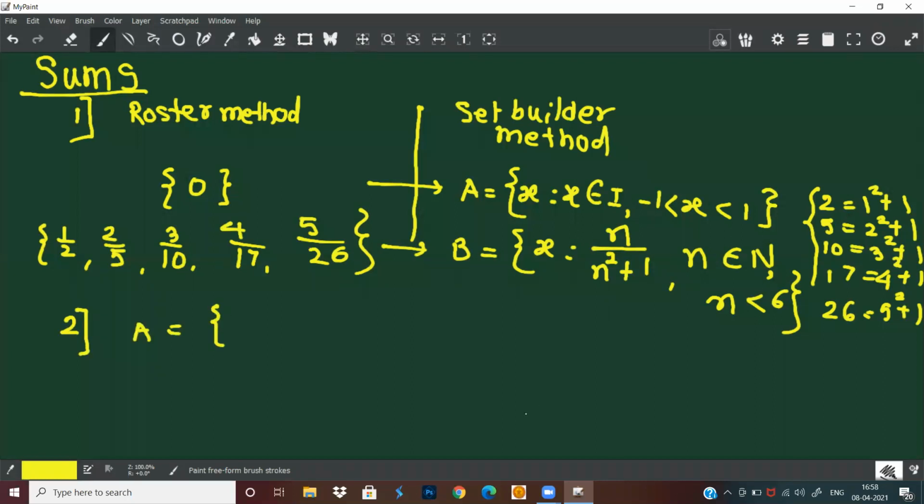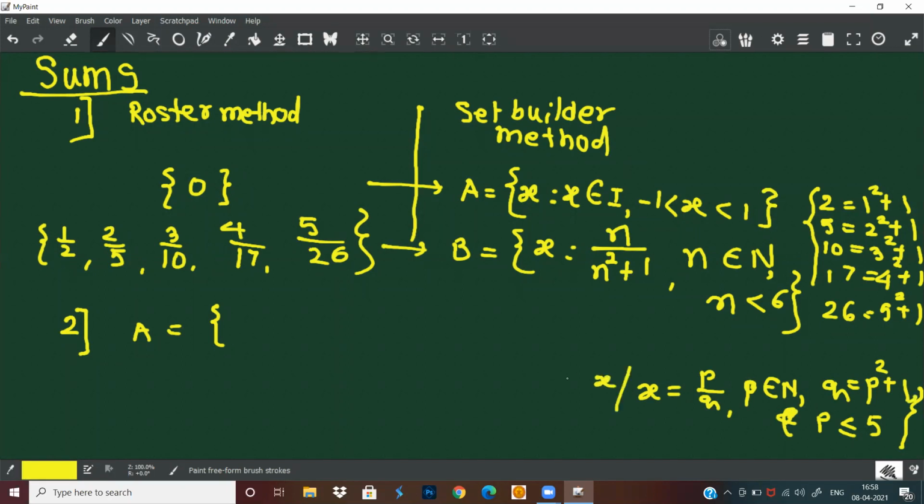What do I write? Oh, I have to write it like this. P is a natural number. Q is P square plus 1 and P is less than or equal to 5. A comma will come here, and after the comma, all of this. Give the set whatever name you like.